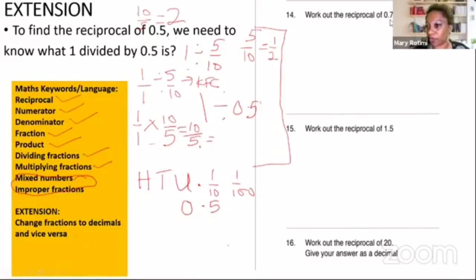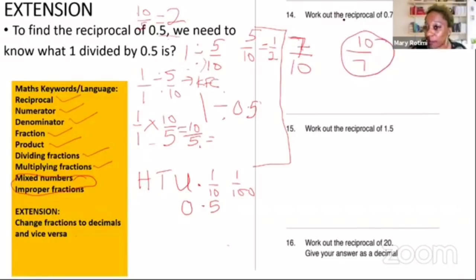Work out the reciprocal of 0.7. Guys, it's the same thing like we've just done, okay? So, you know 0.7 is the same thing as 7 over 10. That's what 0.7 is. If I divide that, I will then have 10 over 7, but I must prove how I got the answer of 10 over 7.